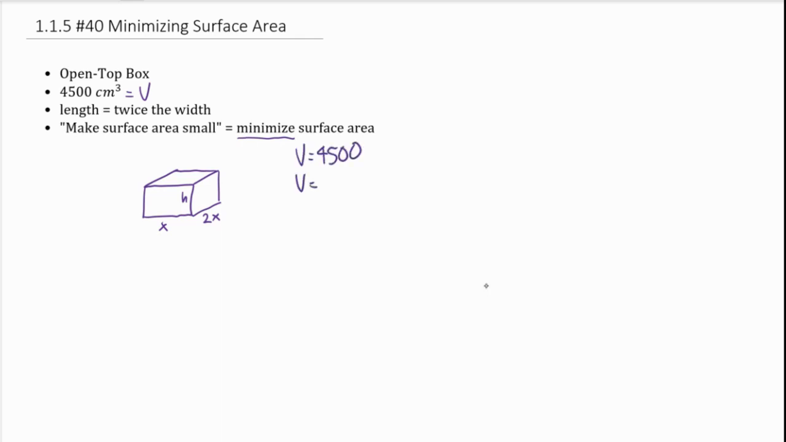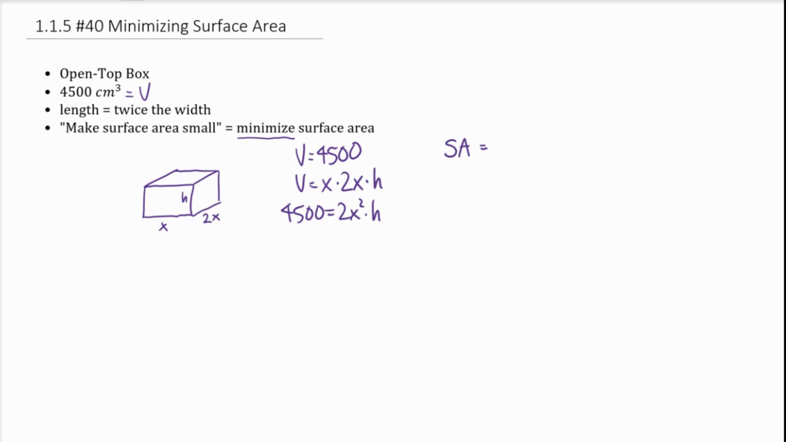of course, is length times width times height. So I'm going to set 4,500 equal to my length times my width. Actually, I'm going to go ahead and simplify that. That's 2x squared times h. So that's the information that I'm told. And what I'm trying to do is minimize the surface area. I'll call that SA. I'm trying to minimize that amount.